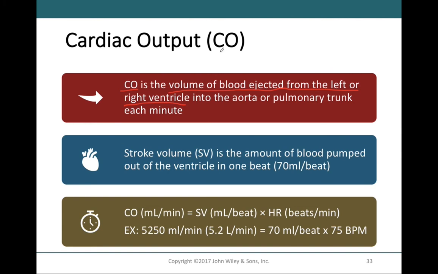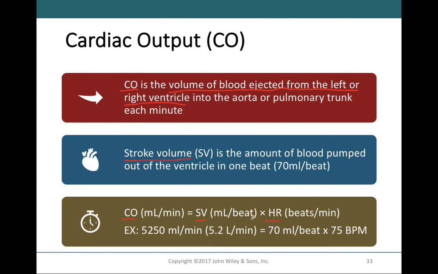Now we can actually simplify cardiac output into this little equation down here. Cardiac output equals stroke volume times the heart rate. Heart rate is measured in beats per minute: how many cardiac cycles occur within 1 minute? Stroke volume, on the other hand, is described here. The stroke volume is specifically the amount of blood pumped out of the ventricle for every single individual heartbeat. So based upon knowing the stroke volume, you can calculate the cardiac output by multiplying that by the heart rate.